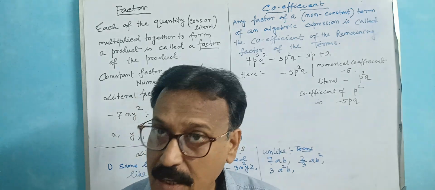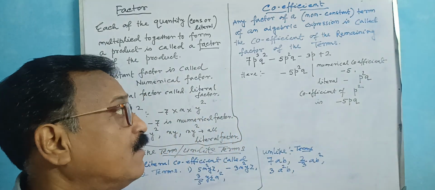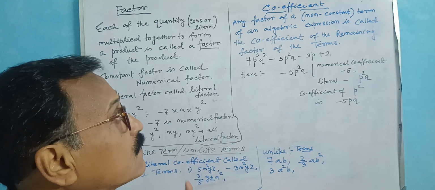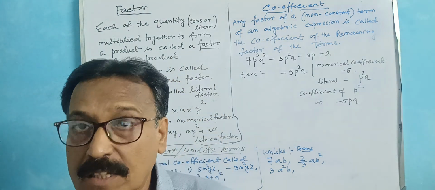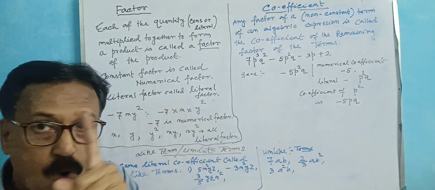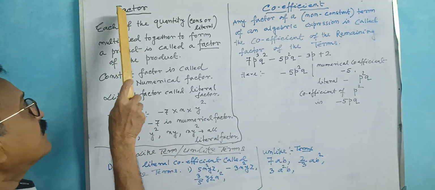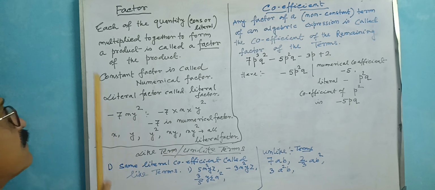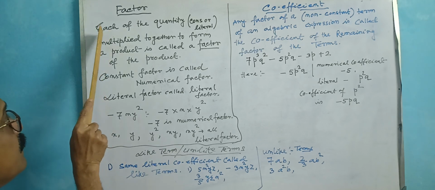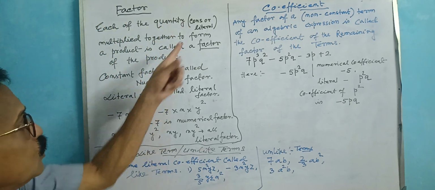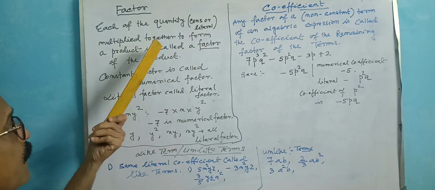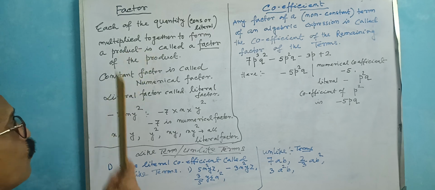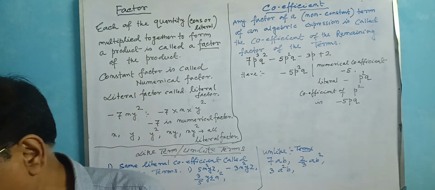Today is also a continuation of basic algebra. In the previous video I discussed basic algebra. Now there are two or three more things about basic algebra. One very important thing is the factor. What do you mean by the factor? Factor means each of the quantities, constant or literal, multiplied together to form a product is called a factor.